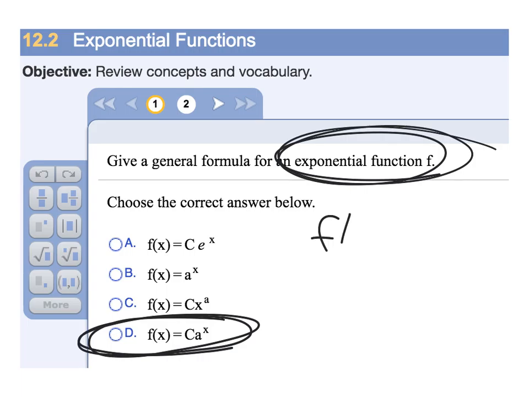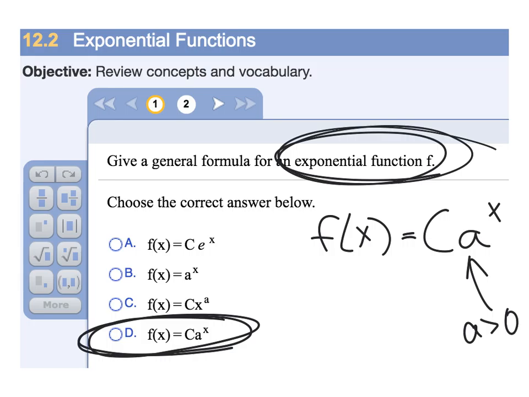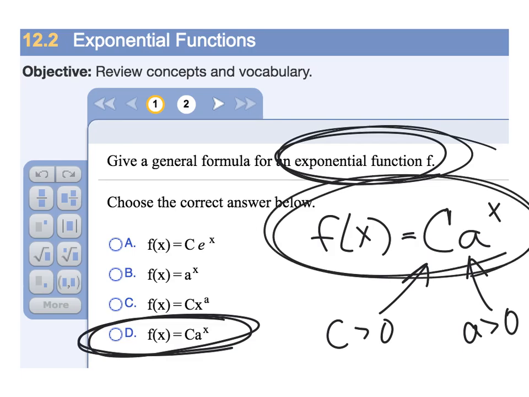Now, the thing about f of x equals c a raised to the x is that this a always has to be positive for our purposes. And then this c is going to be positive always. It doesn't have to be; in both cases, they don't have to be positive. But for our class, they're both going to be positive. So that is your function.